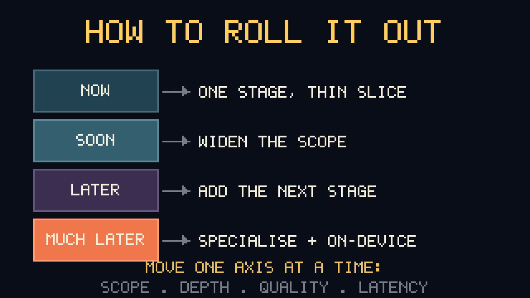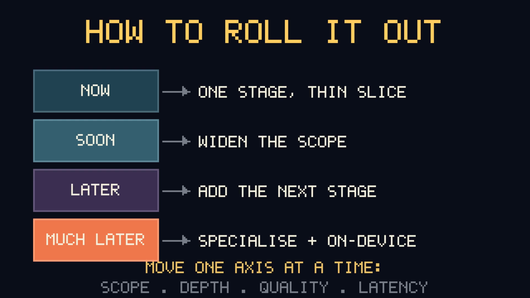Much later, specialize. Fine-tune on your domain, optimize latency, move on device if the product generally needs it. Remember, Pinterest didn't build those fashion heads until generic embeddings were visibly failing on their highest intent category. And Apple's 4 millisecond on-device recognition is a decade of silicon work, not a sprint.